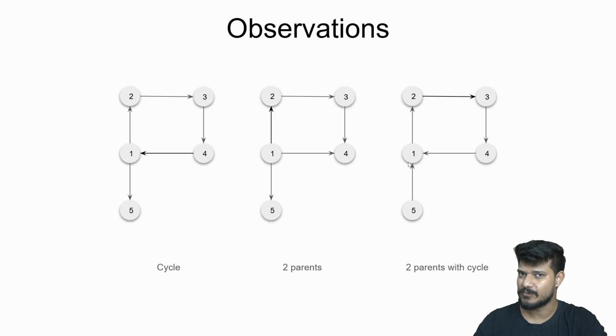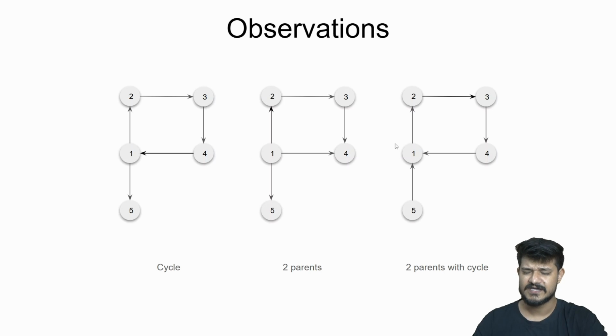These are the only three possibilities, right? More than this is not possible, as we have discussed in the previous observation. There can't be more than one node which has two parents, right? And hence we won't have any more combinations. Either we will have a cycle or not a cycle. We'll have a node with two parents or not a node with two parents.